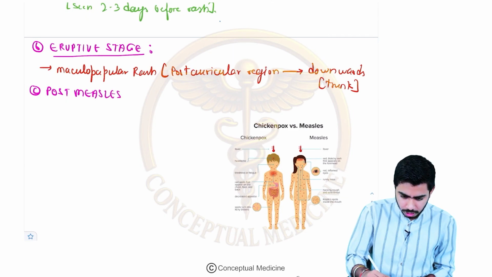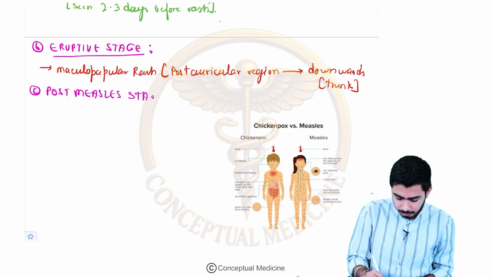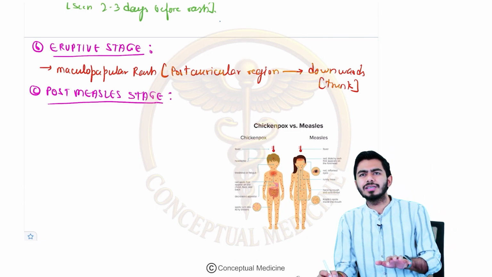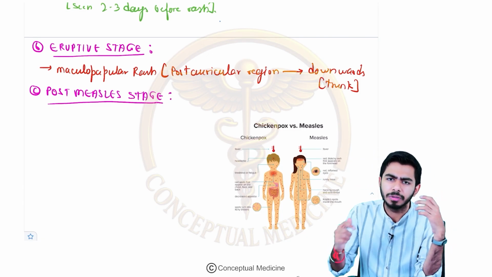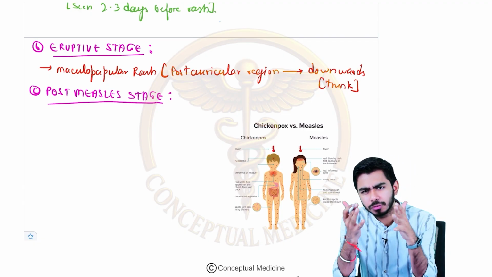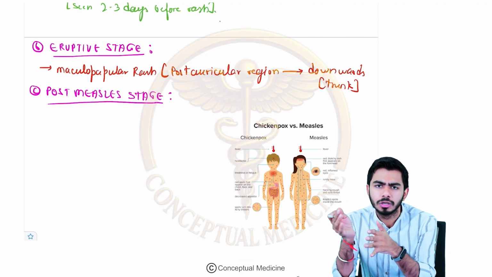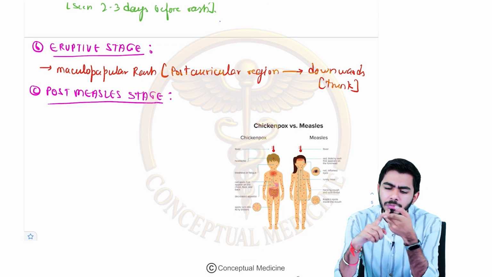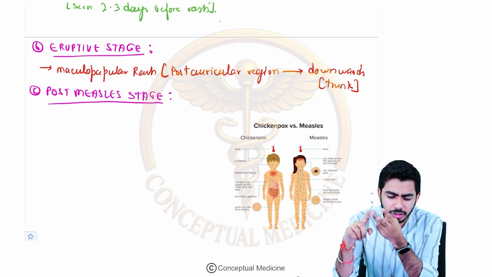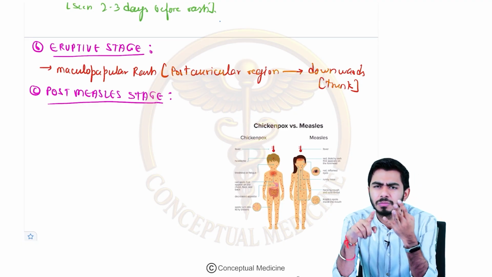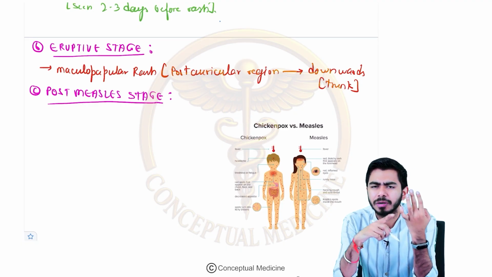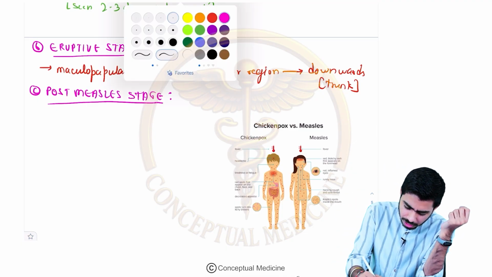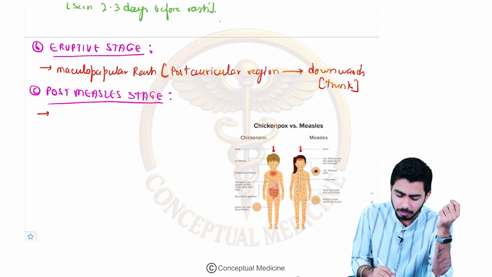In the post-measles stage, we are basically seeing that in some patients, post-measles meaning after the measles you are talking about, there might be weight loss. Some patients might have loss of appetite, some might have generalized weakness, and some might develop diarrhea. So these are some of the cases which can be experienced by some patients, right?